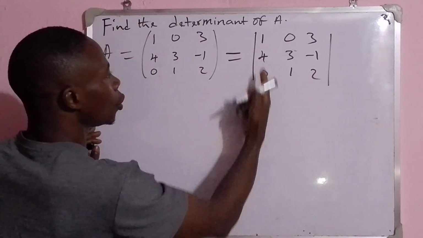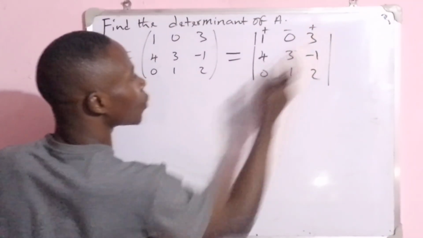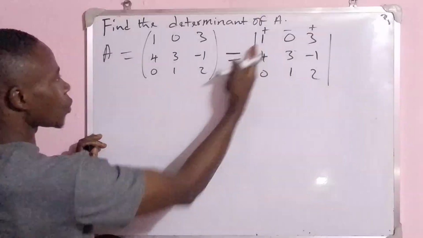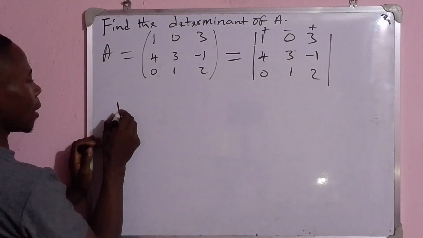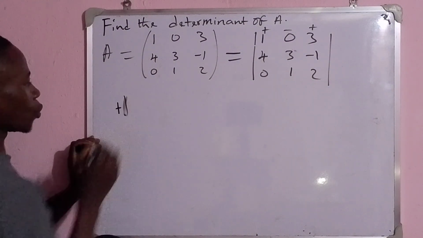So we have this. So we'll take this entry. This is plus minus plus. All right, look at this. So we'll take the first one. This is 1 plus 1 in bracket. Okay, plus 1.